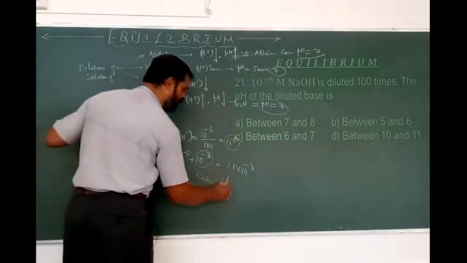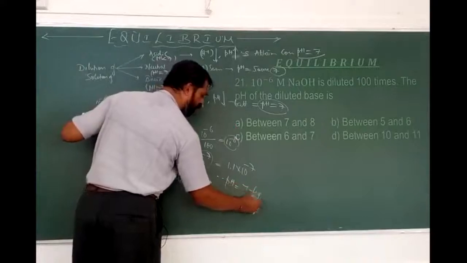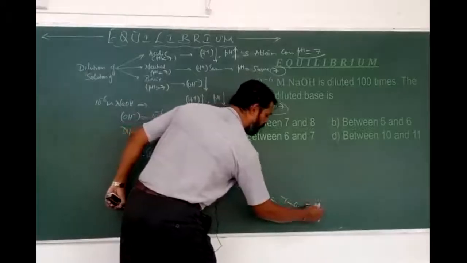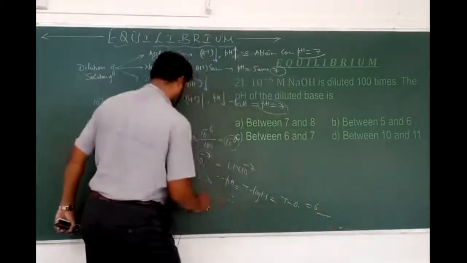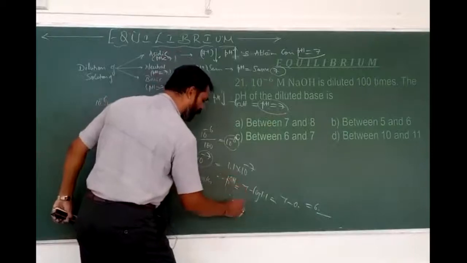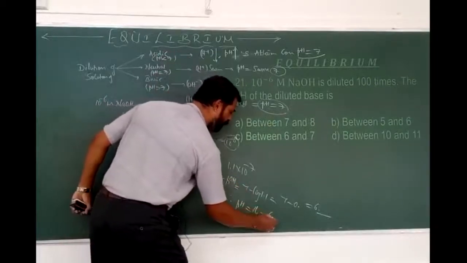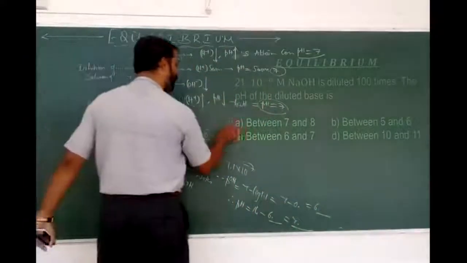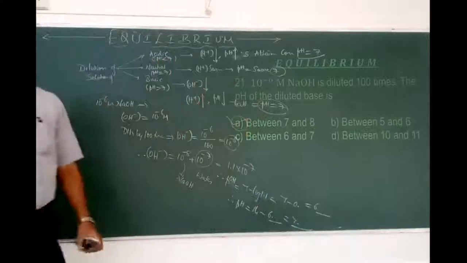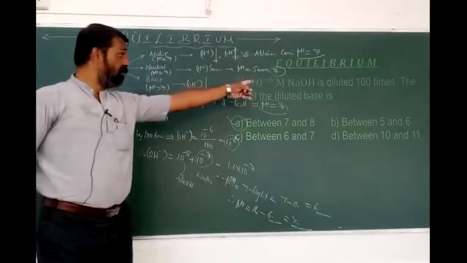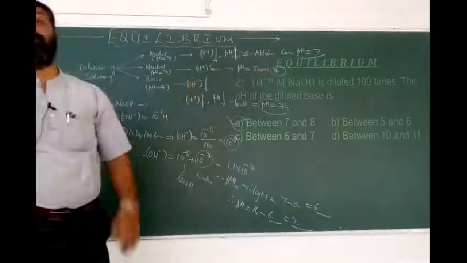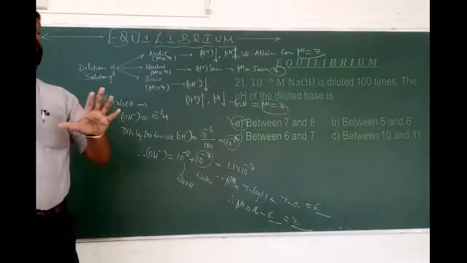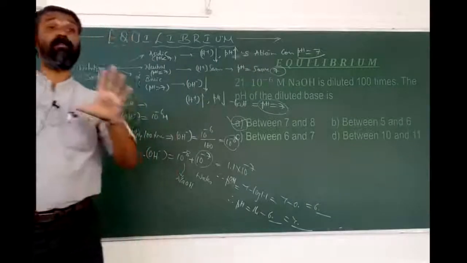Therefore pOH is 7 minus log 1.1, which is 7 minus 0 point something, equal to 6 point something. Therefore pH is 14 minus 6 point something, which is 7 point something, meaning it is between 7 and 8. So 7 and 8 is the pH of a 10 to the power of minus 6 molar NaOH solution when it is diluted 100 times.